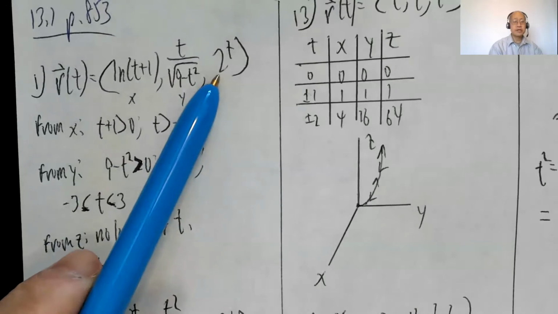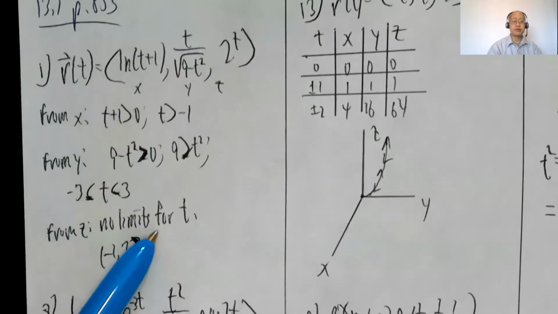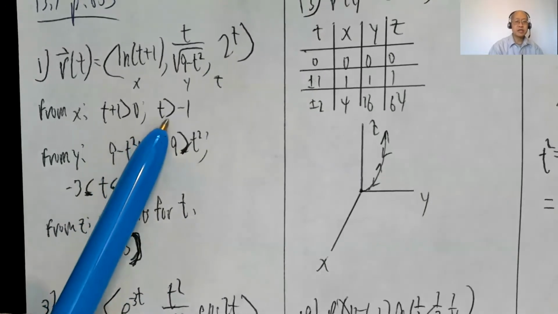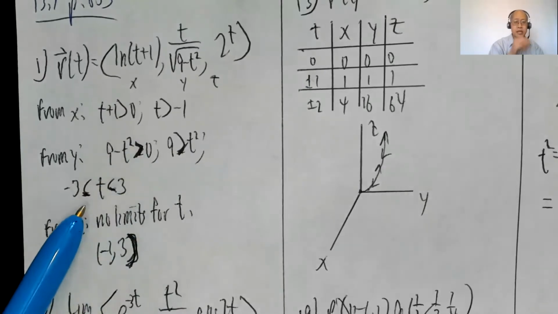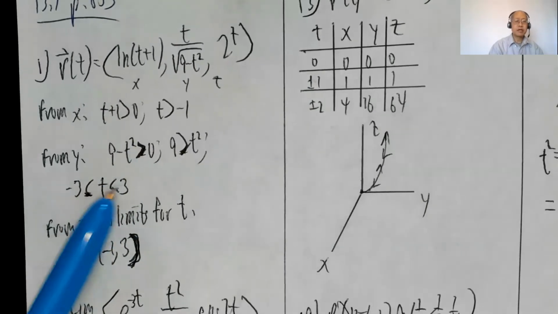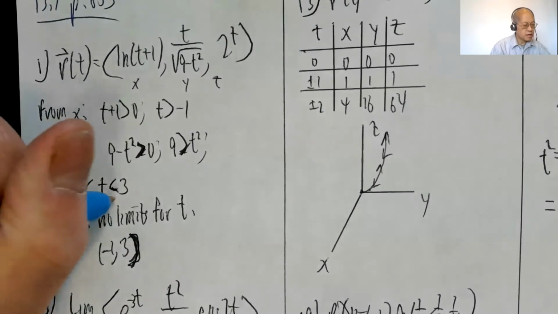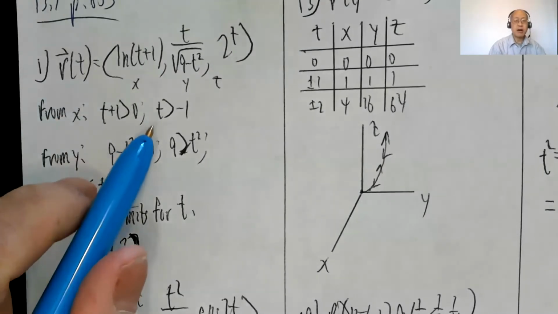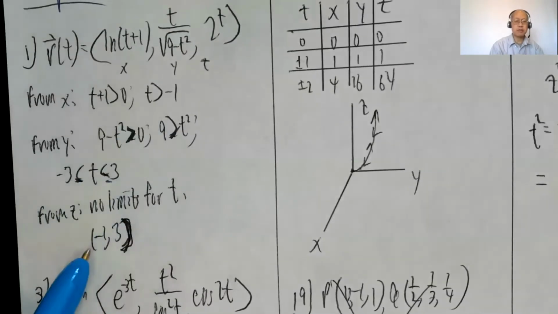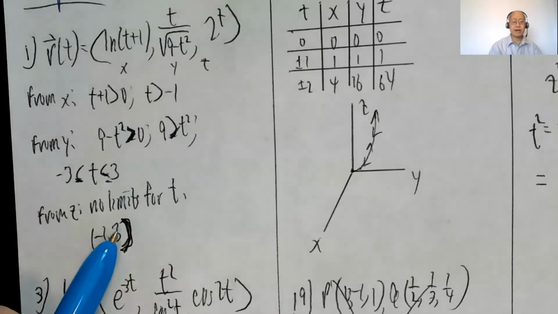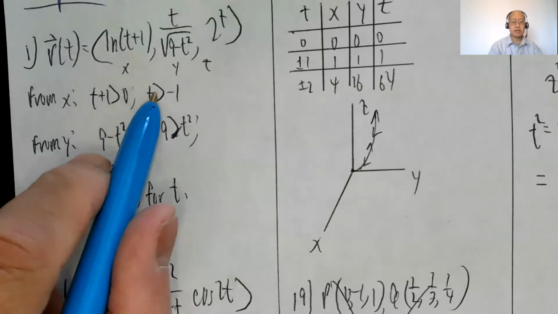For z, 2 to the t, there's no limitations on t. There's no limits for t. So I have to combine this and this. In other words, t has to be between -3 and 3 inclusive, but it also has to be greater than -1. So putting it all together, my domain is parenthesis -1, comma 3 bracket, which is a combination of this and this.